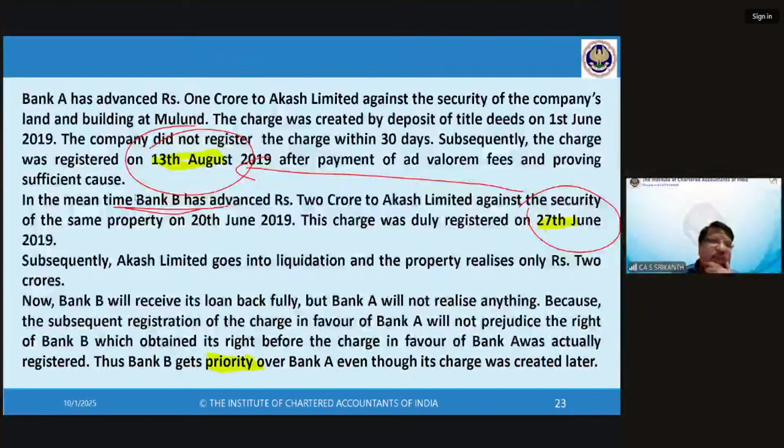Yeah, MCA is performing a very good function. No doubt about it. The presence of MCA has made it very tough for fraudulent activities.